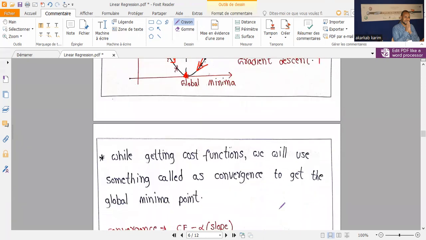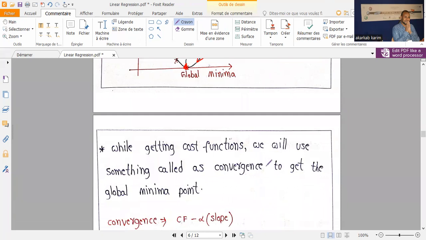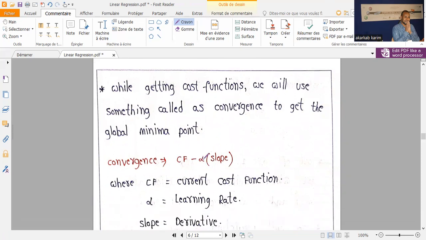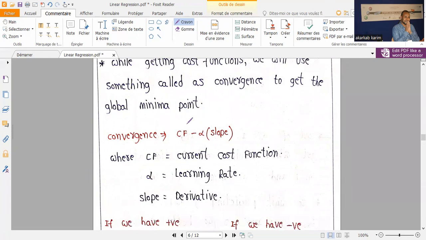So we'll get into the cost functions. We'll use something called convergence to the global minimum. To get the global minimum point, we have current function, the cost function, minus alpha times slope. So this is the convergence algorithm, where current function means the cost function as we saw before, and alpha is the learning rate. That means the step I will use to do this derivative. Slope is the derivative.